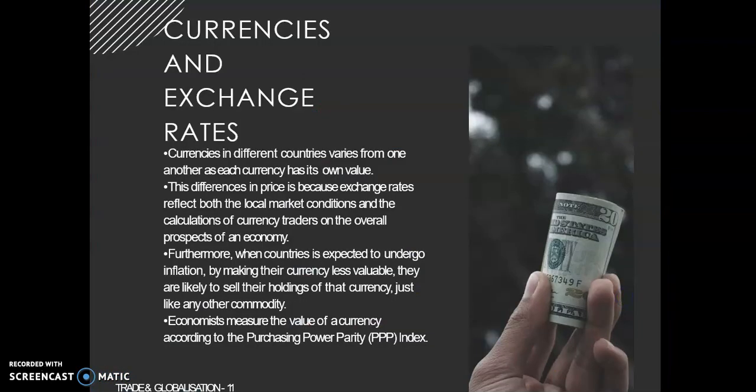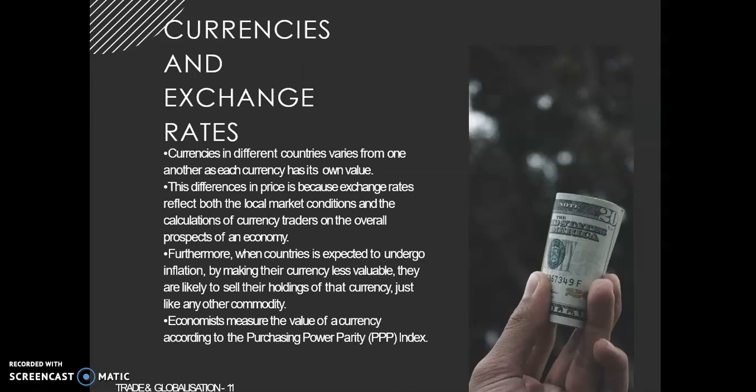Then let's talk about currencies and exchange rates. Currencies in different countries vary from one another and each currency has its own value. This difference in price is because exchange rates reflect both the local market conditions and the calculation of currency traders on the overall prospects of an economy. Furthermore, when a country is expected to undergo inflation, making its currency less valuable, traders are likely to sell their holdings of that currency just like any other commodity.